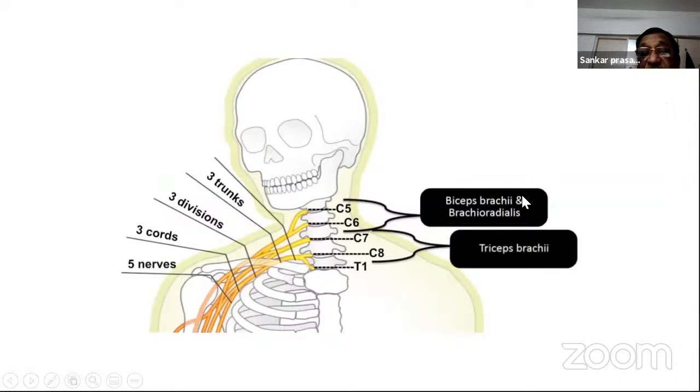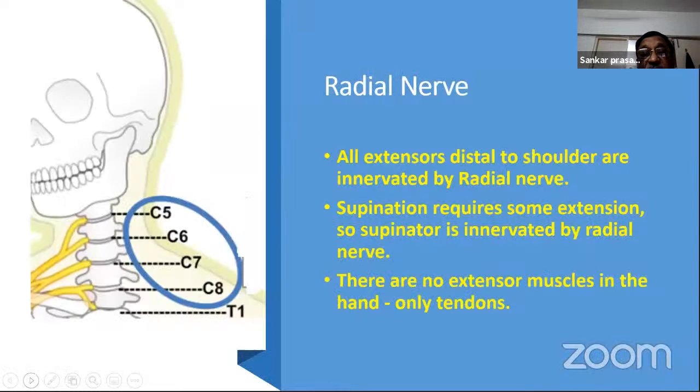C5, C6: biceps brachii and brachioradialis are the indicator muscles. C7, C8 is triceps brachii. Some of the important muscles we have to remember, because we have to plan the EMG whenever we do nerve conduction studies, and nerve conduction studies in upper limbs will test only C8 and T1. If you remember that, we'll do only abductor pollicis brevis, and we usually test the median nerve and the ulnar nerve, but the proximal roots are not tested, so EMG is very important to get to know that.